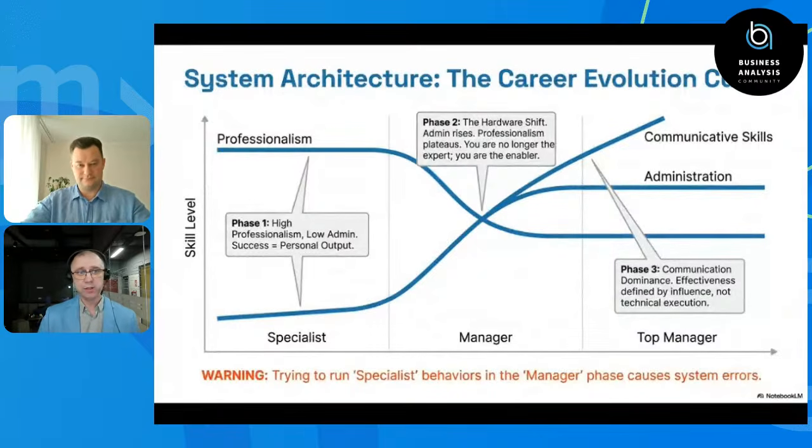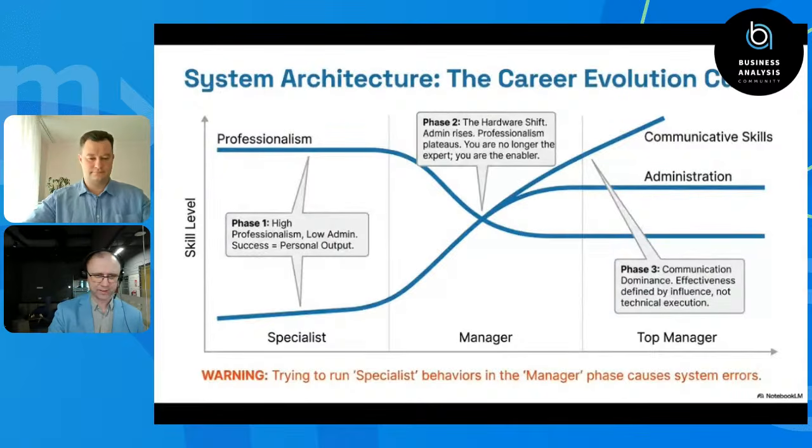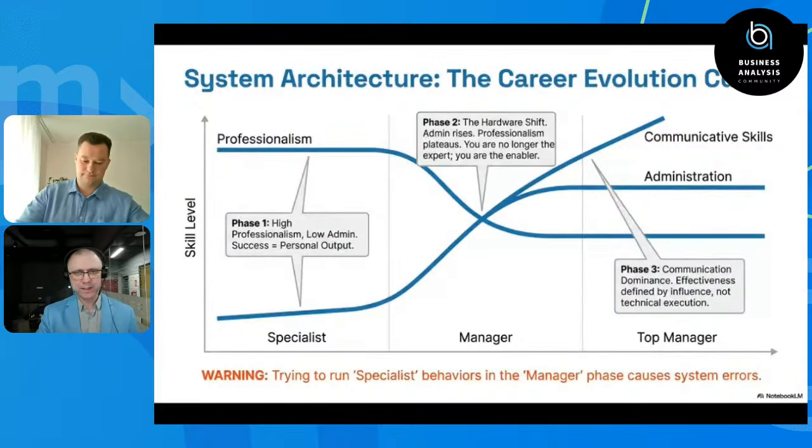And as your career advances toward top management, another skill takes center: communication skills. Communication becomes more essential and important. At the highest levels, your effectiveness is defined not by how well you know the technical details, but by your ability to influence, negotiate, inspire, and align people with a common purpose.